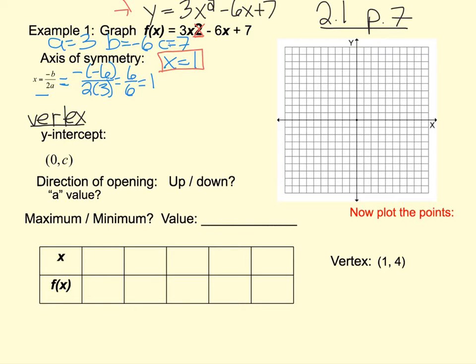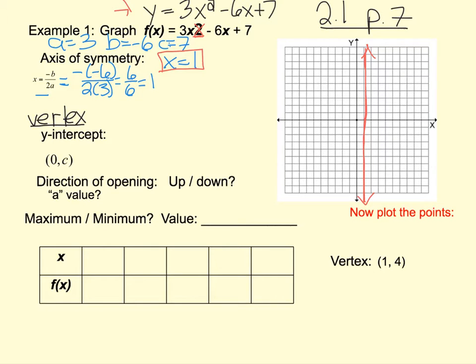So now I'm going to go to our graph. I'm going to go over to x equals 1, and I'm going to draw my axis of symmetry, which is a vertical line at x equals 1. I'm going to draw that in right now. That's going to be the line that goes right down the middle of my parabola.